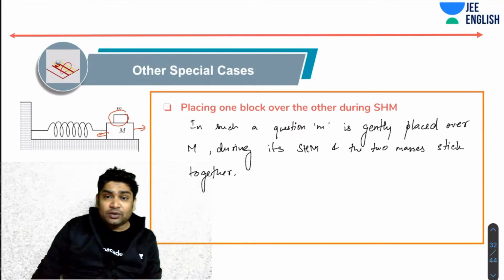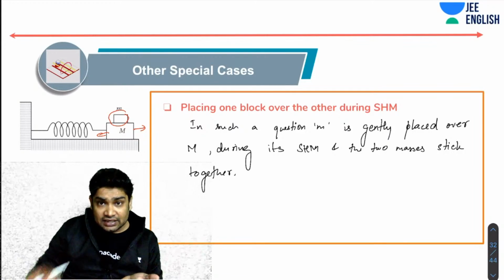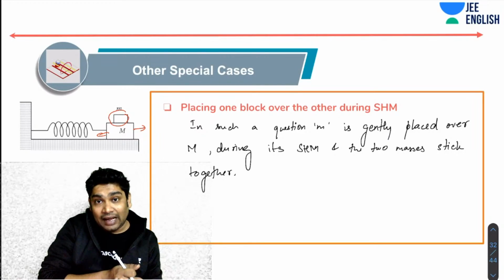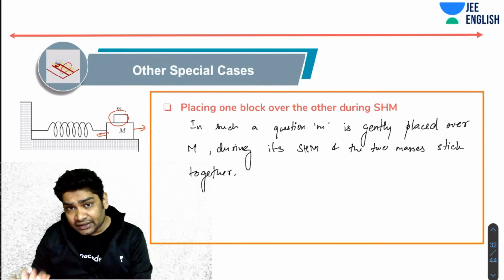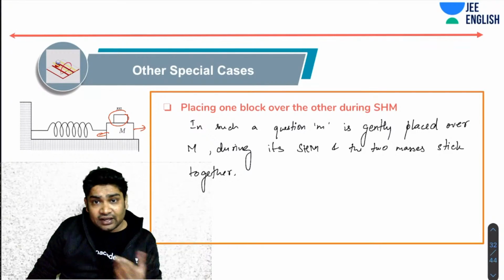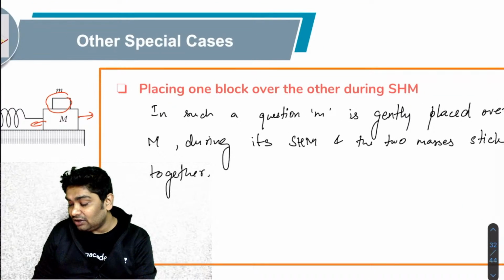There are usually two conditions that are asked of you. One, the mass is gently kept at the extreme. Second, the mass is placed on capital M at its mean. Generally these two cases are asked. I'll tell you these two cases, and then you can figure out what other cases might also look like. So let's talk about case number one.